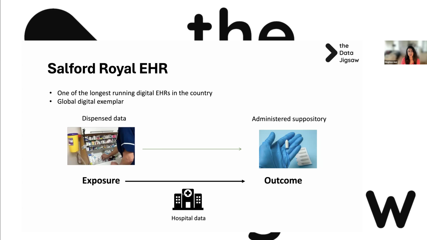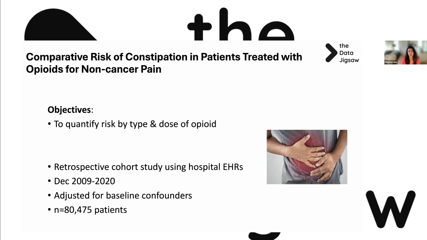So we had access to dispense data, so whether or not the patient, in fact, was administered the opioid drug, which allows us to measure exposure much more accurately than we would be otherwise. And the outcome this time was severe constipation, so whether or not someone was administered a suppository in hospital. So the aim of this piece of work was to assess the comparative risk of constipation in patients treated with opioids for non-cancer pain in hospital, and to specifically quantify this risk by both type and dose of opioids.